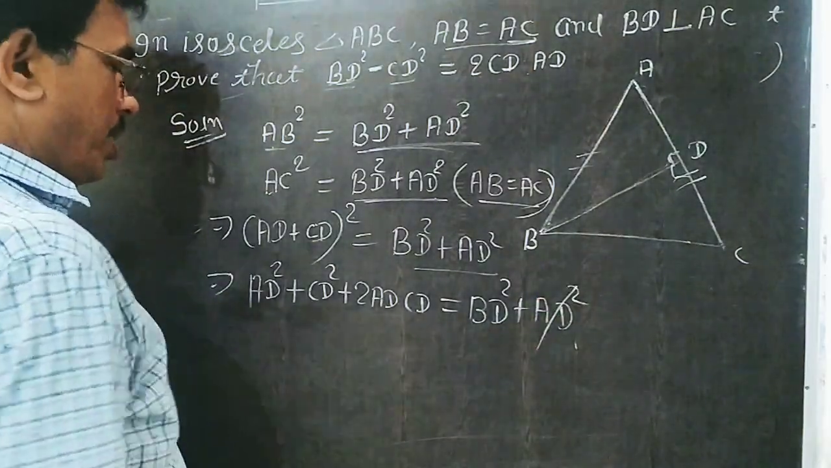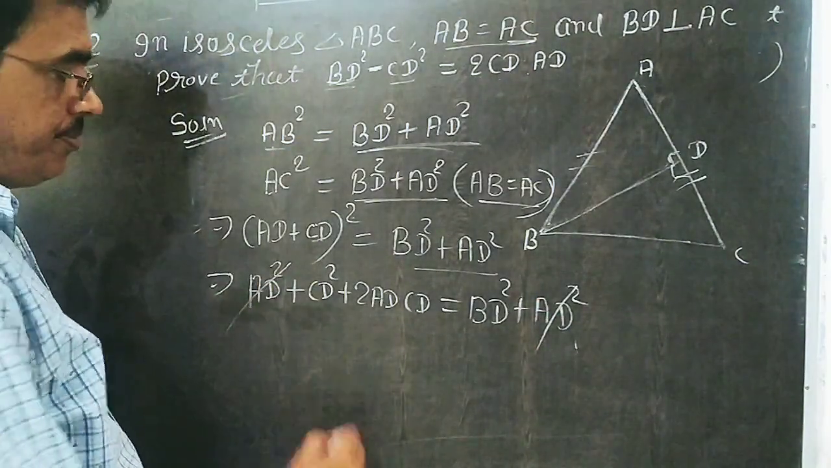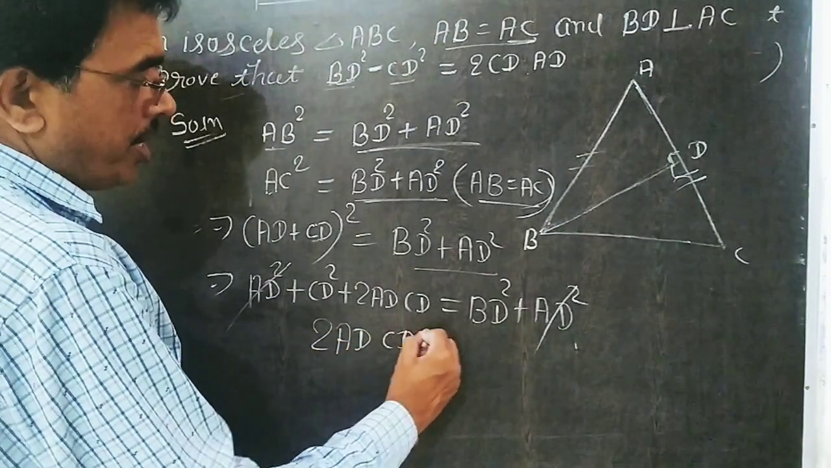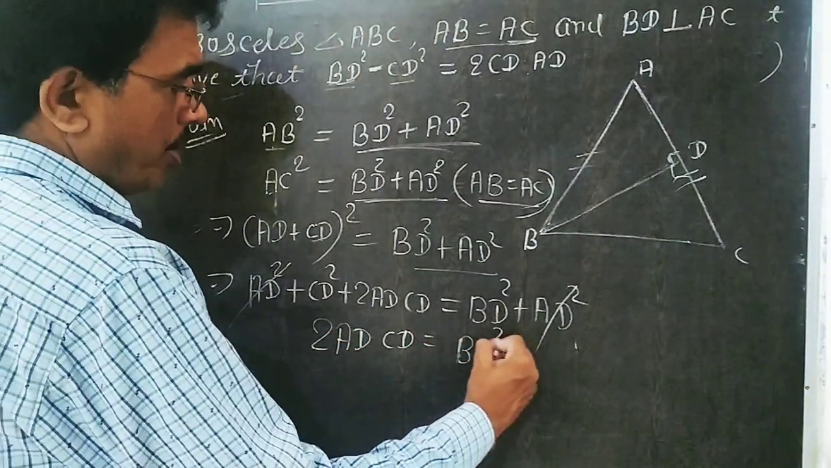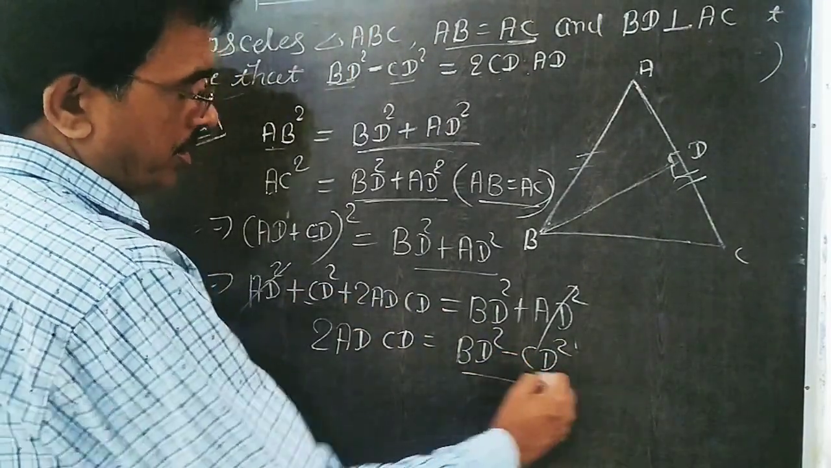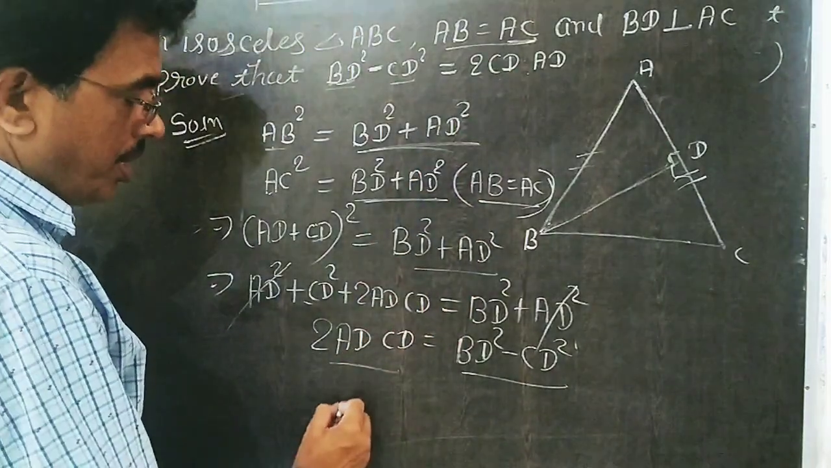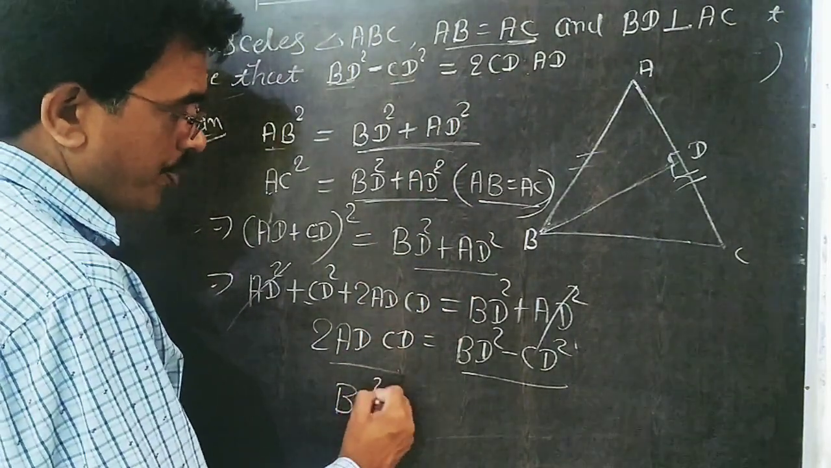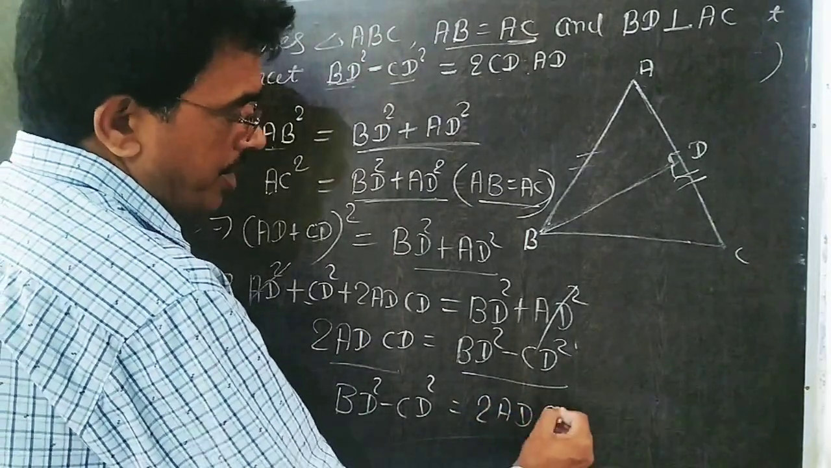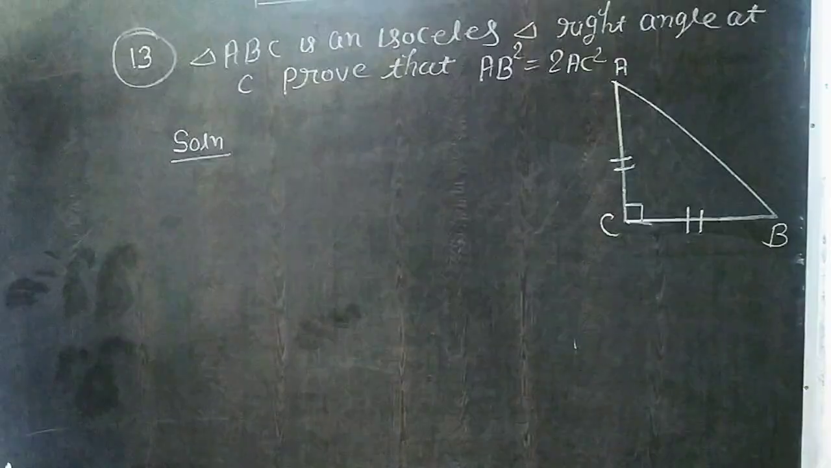This AD square and this AD square cancel. So we write 2AD into CD is equal to BD square, and this plus CD square goes to this side, it is minus CD square. If you arrange like this, BD square minus CD square is equal to 2AC into CD. That is your solution.